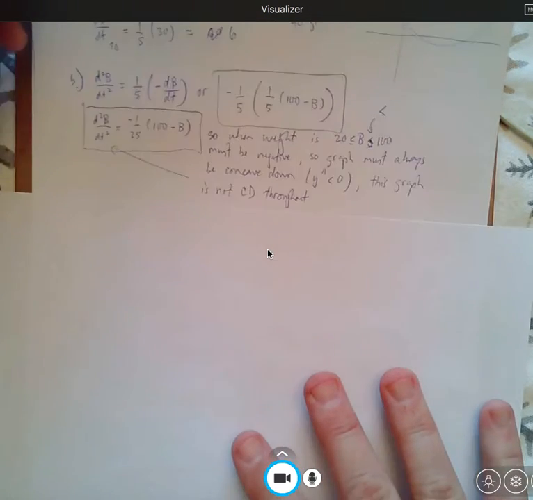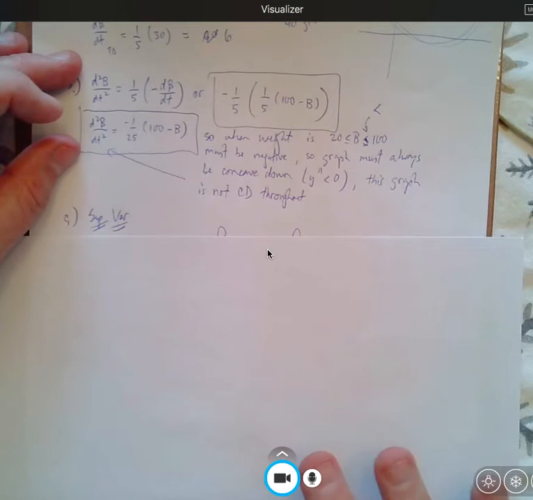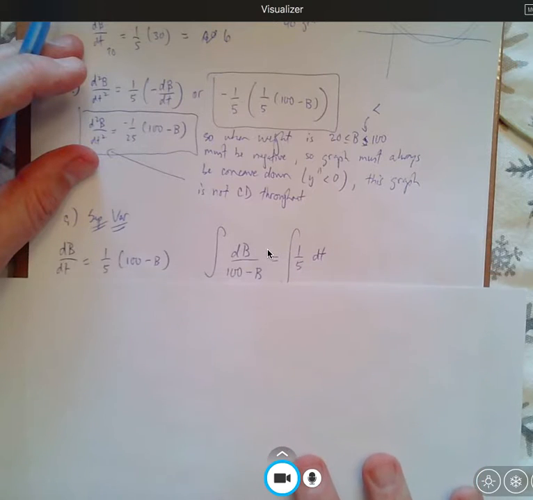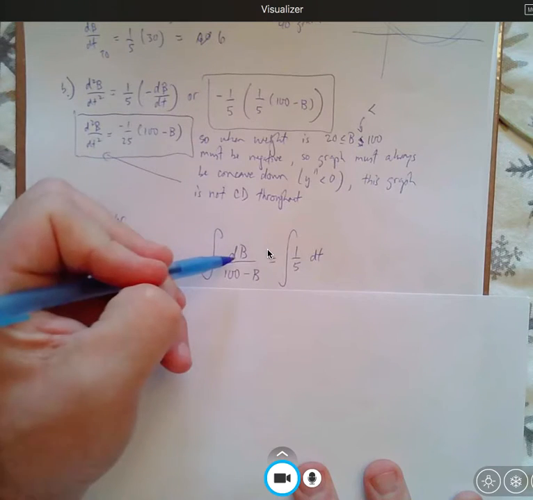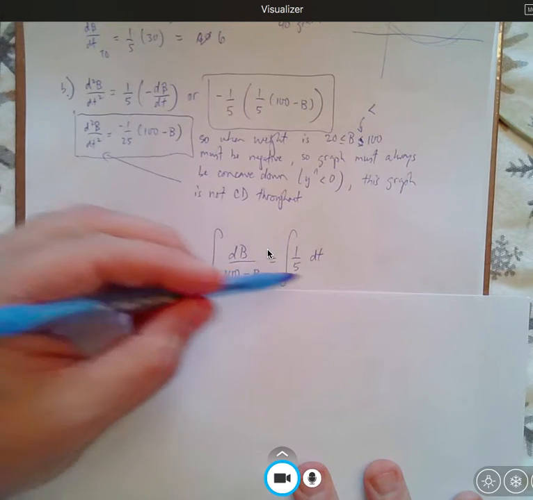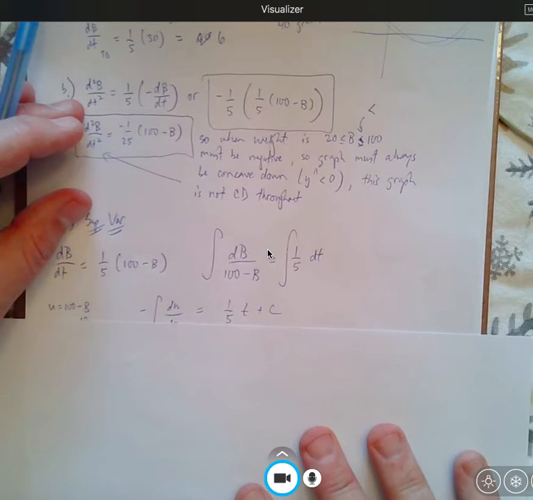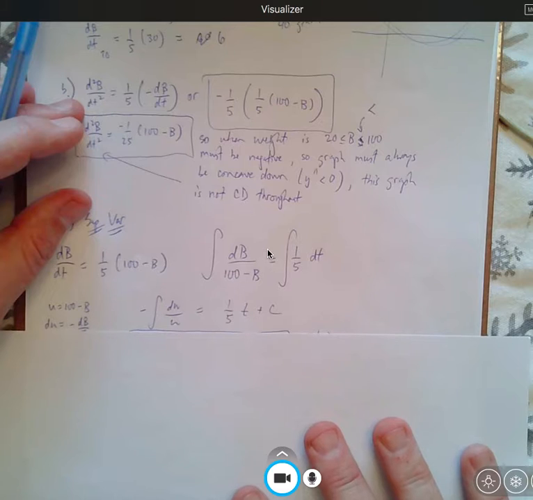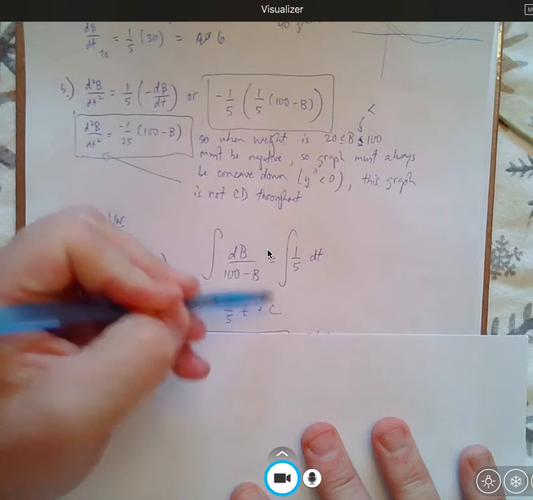Question C is a textbook separation of variables problem. So again, I would totally review this. This is your original differential equation, and then you cross multiply, you get the B's on one side and then the 1/5 dt on the other, and then I integrate both sides. Again, you might want to slow this down and do this in parts, but the key is to integrate both sides. Now, the integral of 1/5 dt is easy. It's 1/5 t plus C.